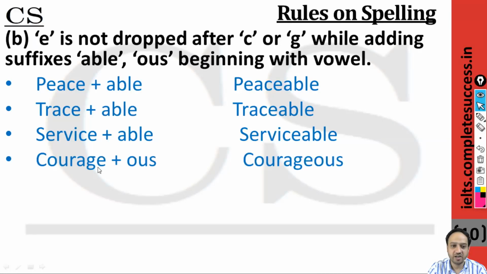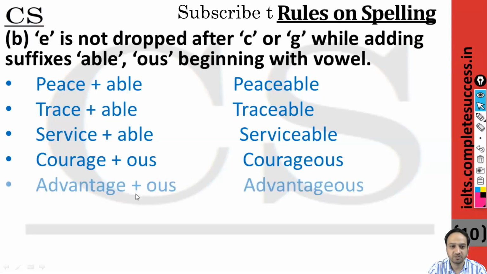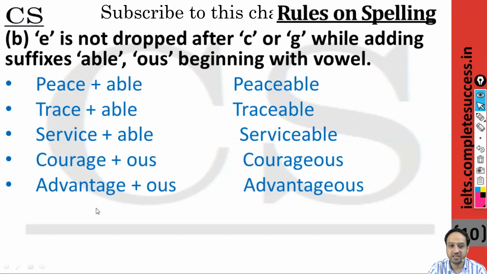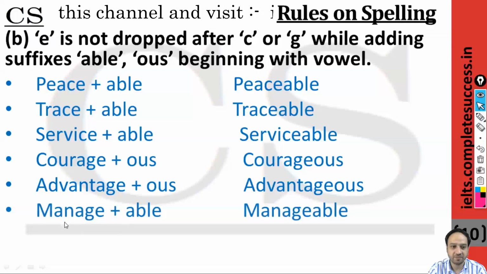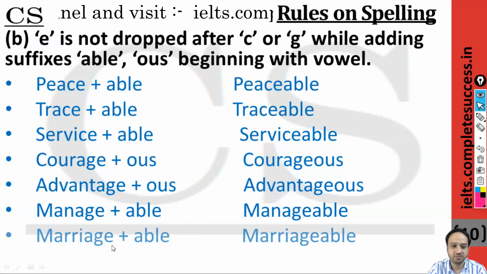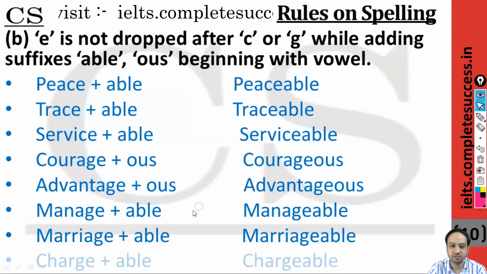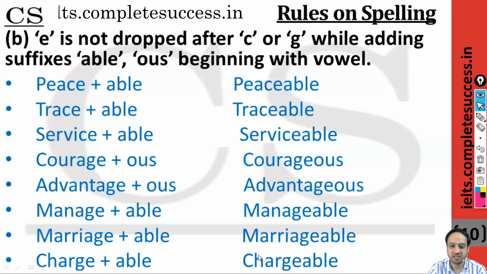So courage, you can see before E there is a letter G. When we add OUS it becomes courageous, and we have retained the letter E. Advantage plus OUS, advantageous, we have retained the letter E. Manage plus able, manageable; marriage plus able, marriageable; charge plus able, chargeable.